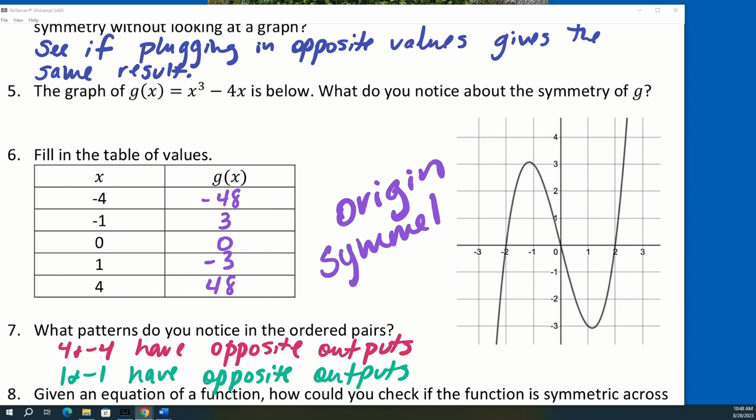And that's a brand new symmetry that I don't think that you guys have ever learned before. Now, some people say something like if you rotate it 180 degrees, it will rotate on top of itself, and that's true. 180 degree rotation. But this is origin symmetry. So I hope that you notice that 4 and -4 have opposite outputs. And same thing with 1 and -1, they have opposite outputs.